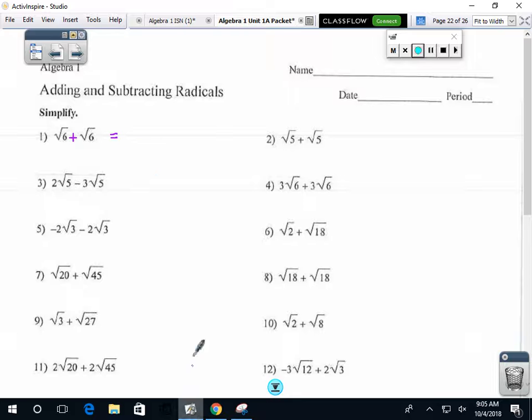Well, I erased it already. Look, on the outside of this square root of 5 is a 2. On the outside of this square root of 5 is a 3. What do you think is understood to be right here? A 1. Okay, and same thing with this one. So since they're both square root of 6, that's their like term. And then 1 plus 1 is 2.